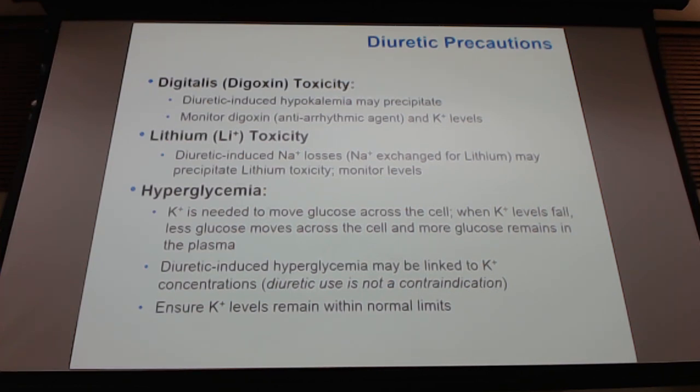And then we also have hyperglycemia. Potassium is needed to move glucose across the cell. When potassium levels fall, less glucose moves across the cell and it'll remain in the plasma. Diuretic-induced hyperglycemia may be linked to potassium concentrations, so you want to ensure that potassium levels will remain within normal limits.